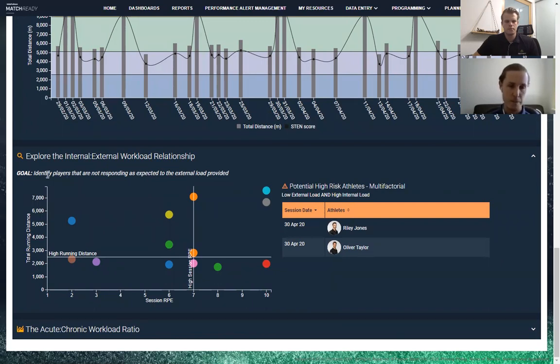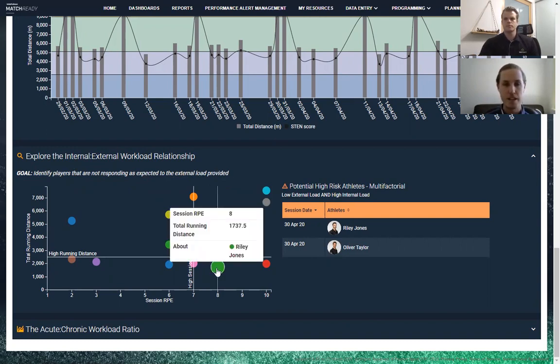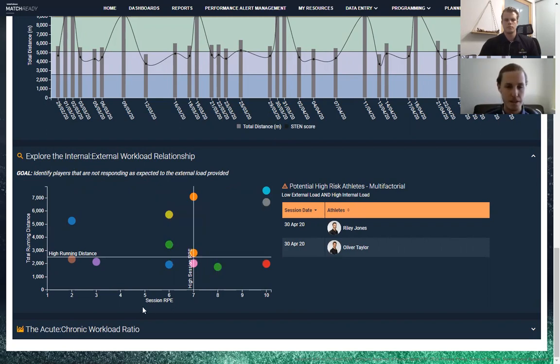So in this example, as I spoke to before with the Z scores, we're looking at identifying players that may not be responding as expected to the external load that we've prescribed. What we're trying to identify here is maybe these players in this bottom right quadrant. The way that we've set this up, we've got just absolute variables for the sake of this example, so session RPE and total running distance.